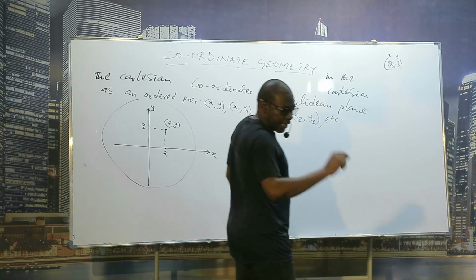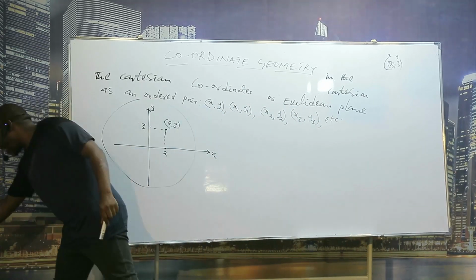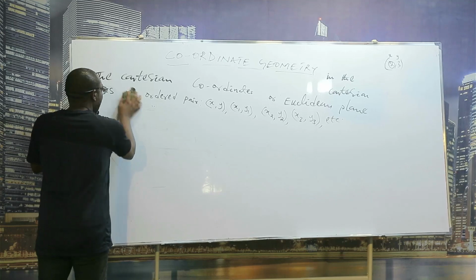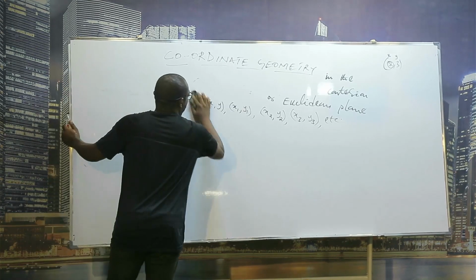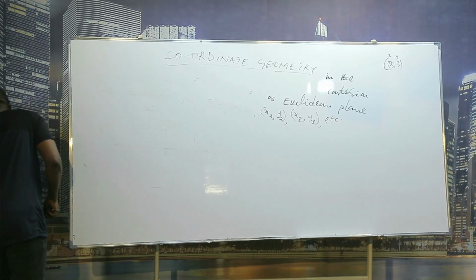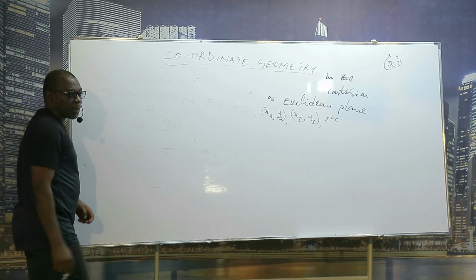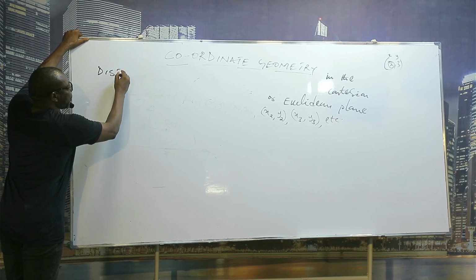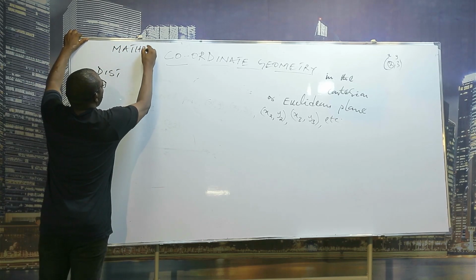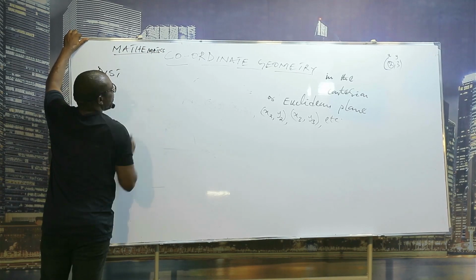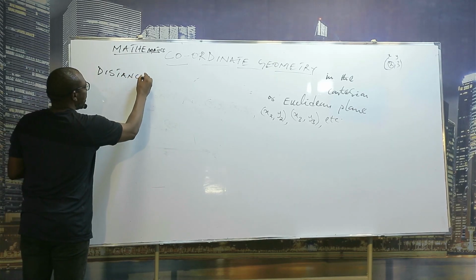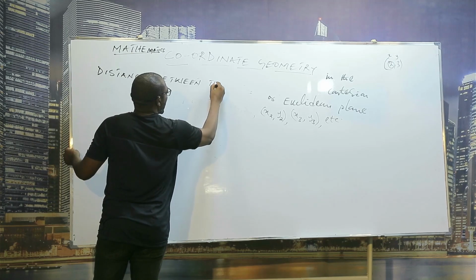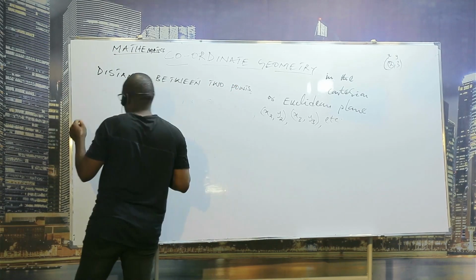Next heading. You can jump one line. Next heading: Distance between 2 points. Let's go down. The heading is distance. Don't forget, it is mathematics, and the topic is coordinate geometry. The next heading is the distance between 2 points.